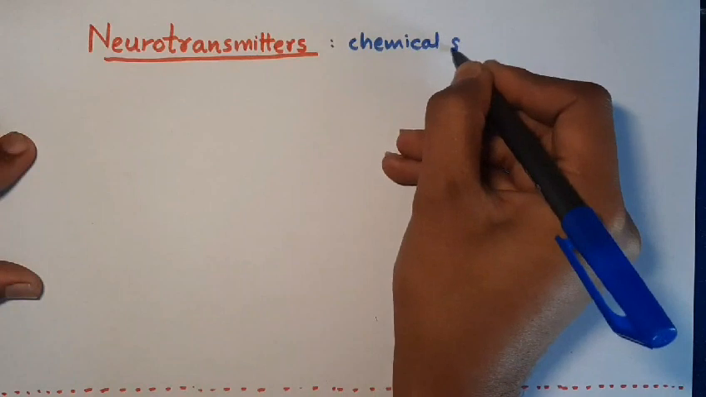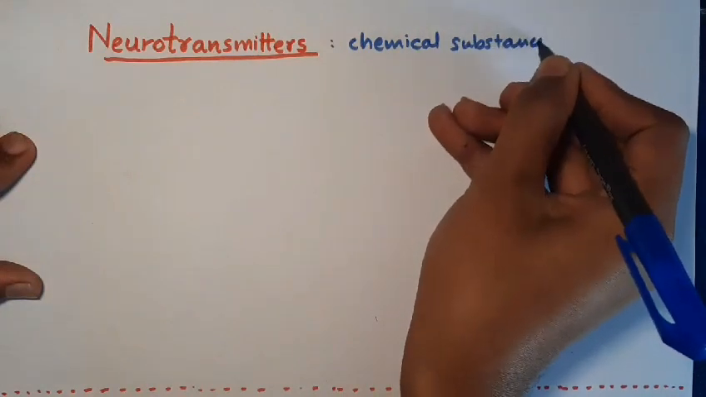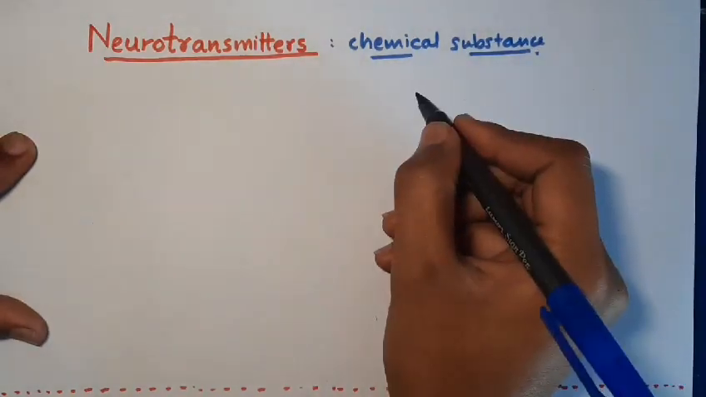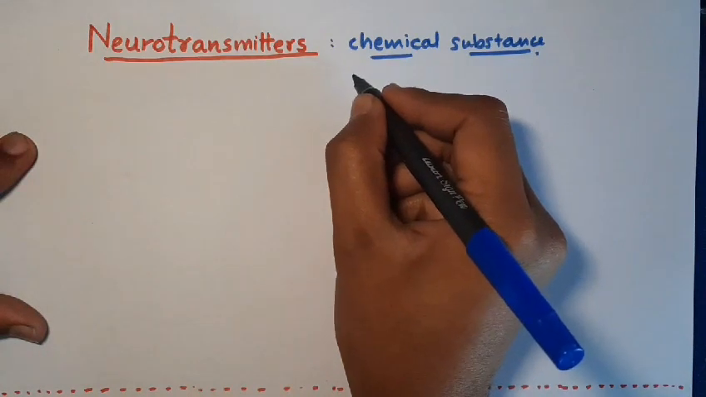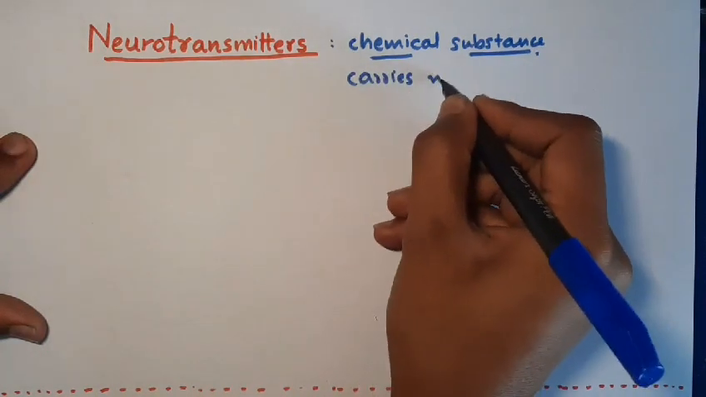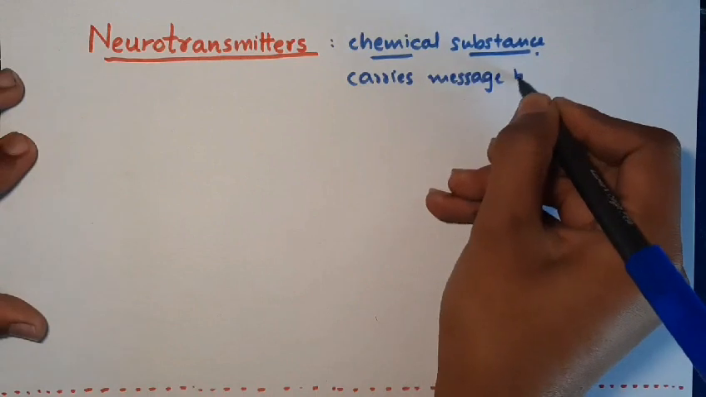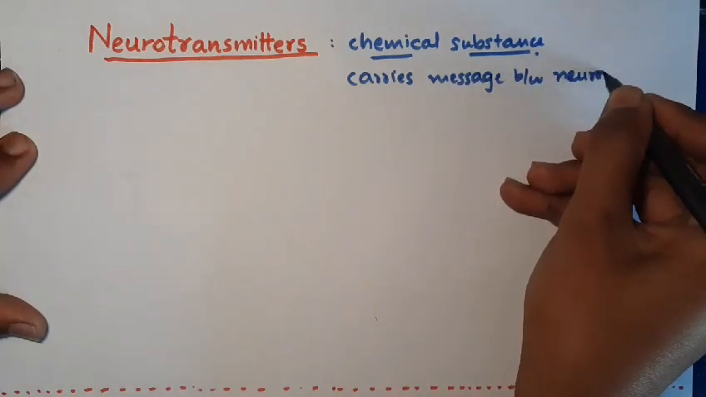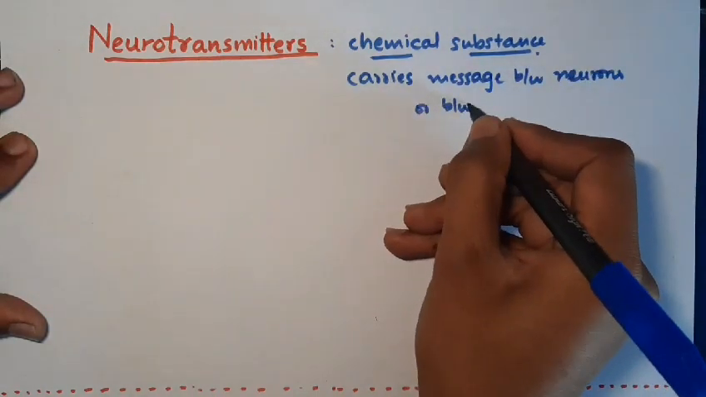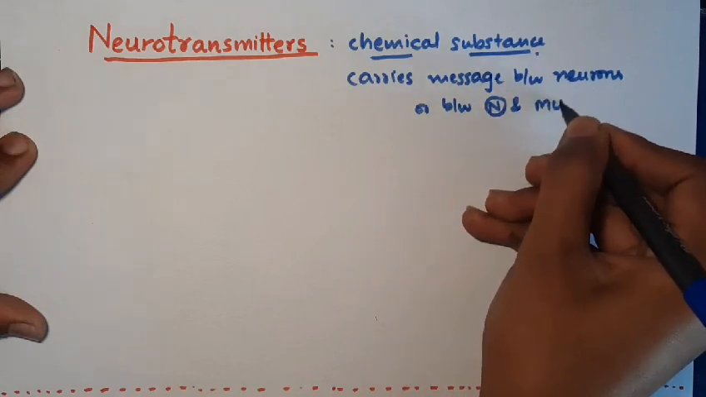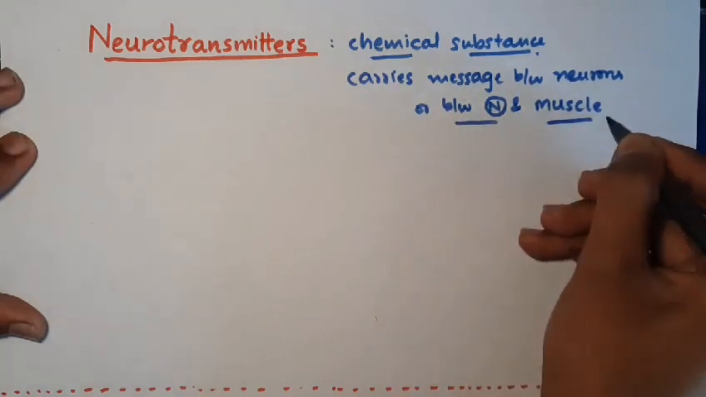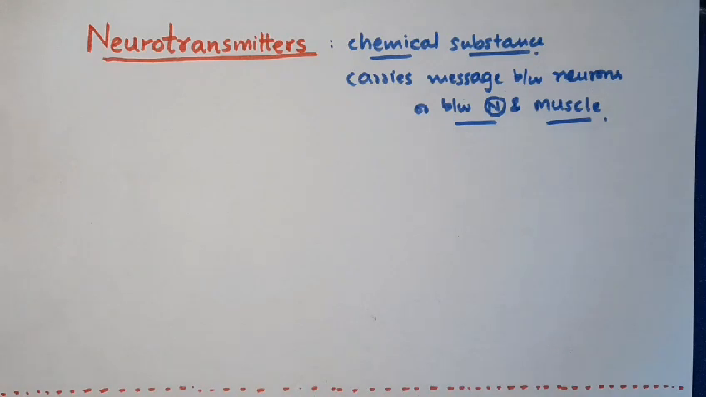As you all must be knowing, a neurotransmitter is a chemical substance which is released by the nerve ending, and this substance carries the message between two neurons. So a message from neuron 1 is carried to neuron 2 with the help of this chemical called a neurotransmitter, or this neurotransmitter also carries a message between a nerve and a muscle in the case of the neuromuscular junction.